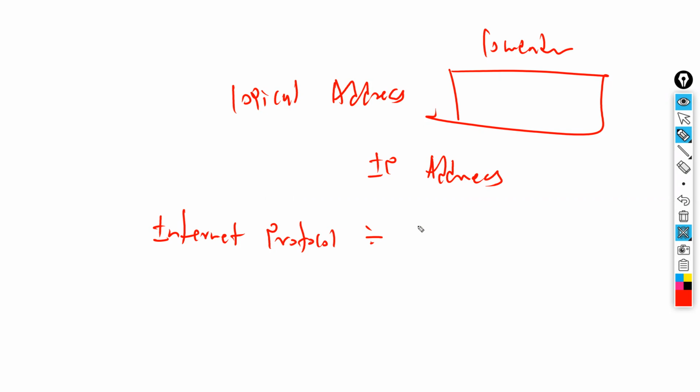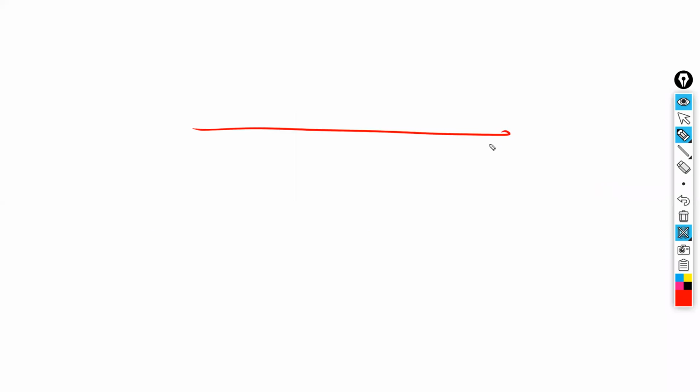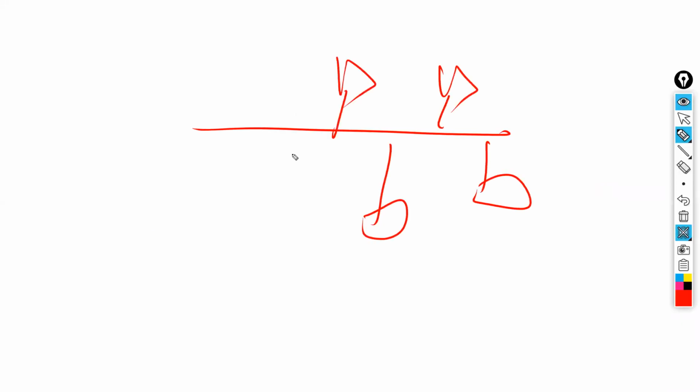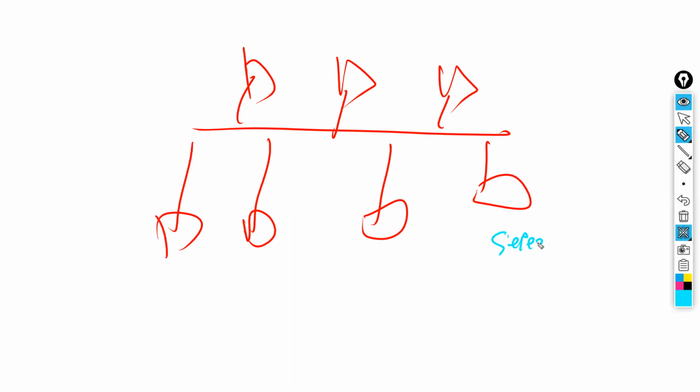This is normally a 32-bit address, which is unique to each and every computer. If we have a local area network, each having hundreds of computers, each and every computer should have a separate IP address.